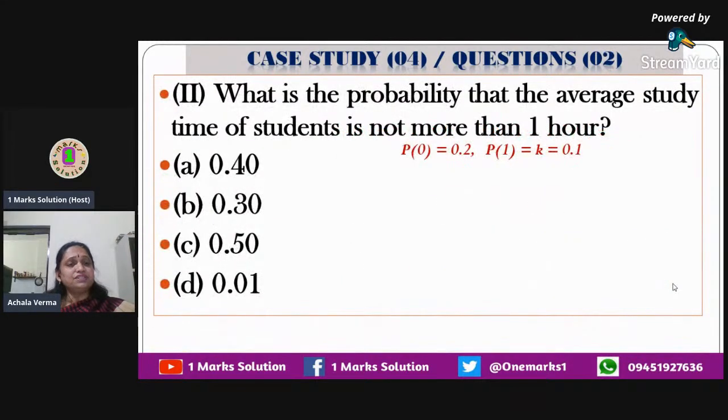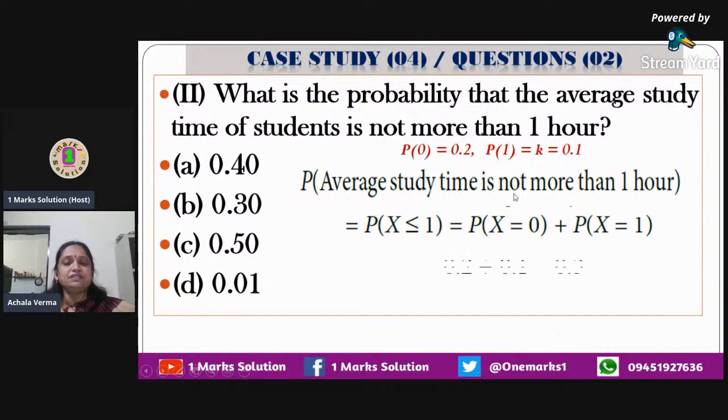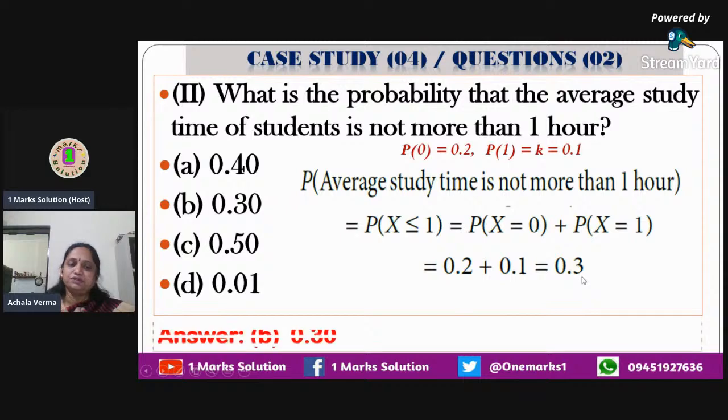Now, go to the second question. What is the probability that the average study time of students is not more than 1 hour? We need to find the probability which is not more than 1 hour. That means the children who are not at all studying plus the children who are studying for 1 hour. So that gives us 0.2 plus 0.1, which is equal to 0.3. Option B is the right answer.